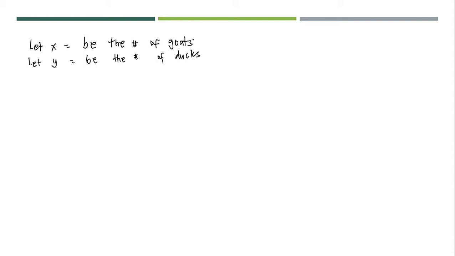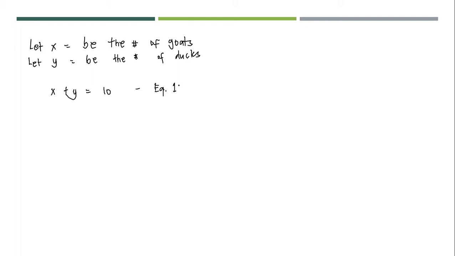Since there are 10 animals in all, Kulas has 10 animals. So we can have x plus y is equal to 10. When we add the number of goats and the number of ducks, we get 10 animals. So this will be our equation number 1.